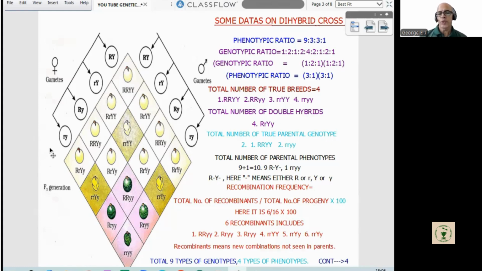Total number of parental phenotypes. It is 9 plus 1. One will be completely recessive, that is this one. And the 9 is having at least one capital R and at least one capital Y.